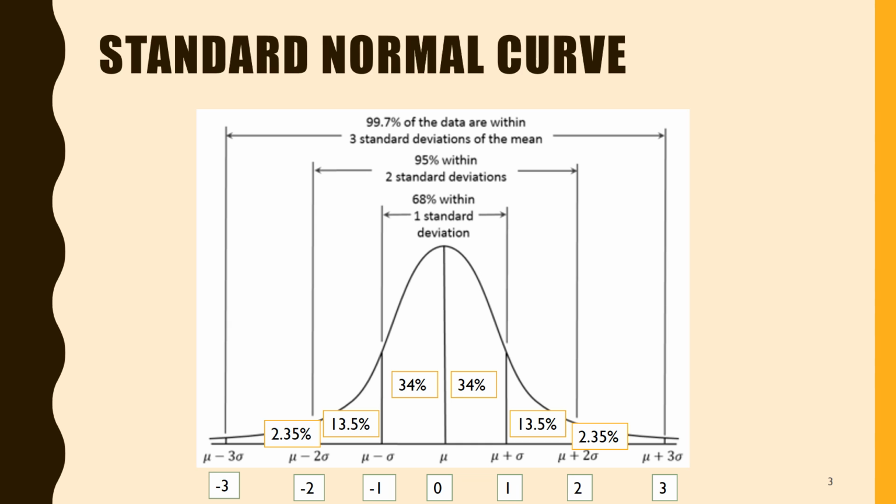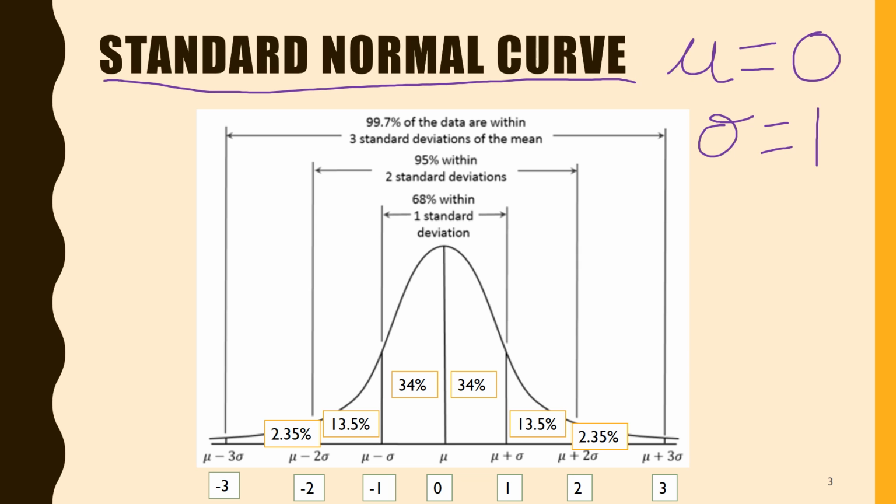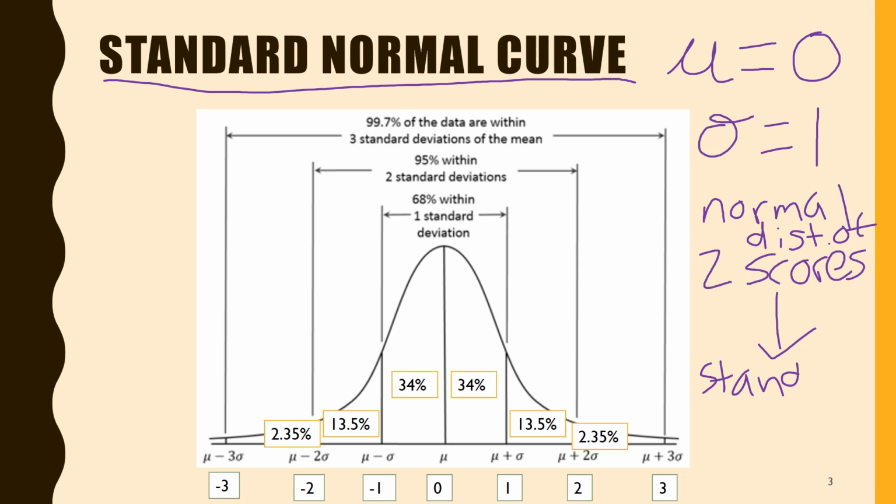So if we have a standard normal curve and it has a mean mu of 0 and a standard deviation sigma of 1, then that's what's called a standard normal curve. But if you remember from before, that's just z-scores. So if you have a normal distribution of z-scores, that's what's called a standard normal curve. So just the terminology. And we'll have a z-table, and on the top it says standard normal curve.